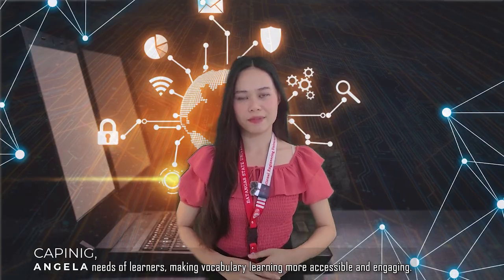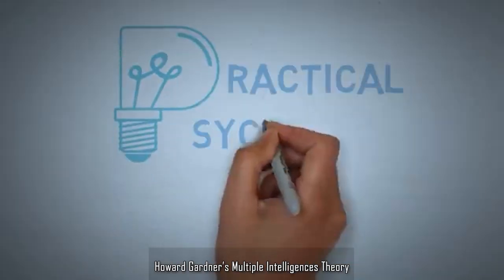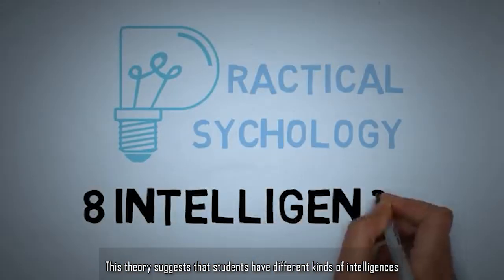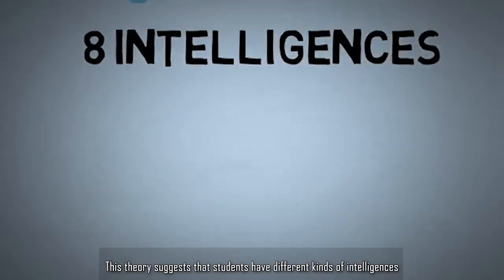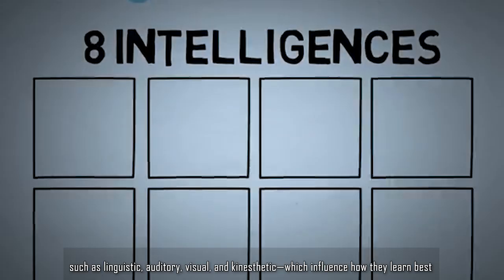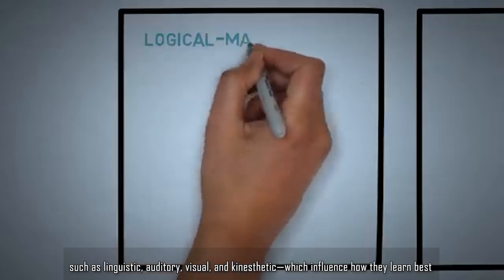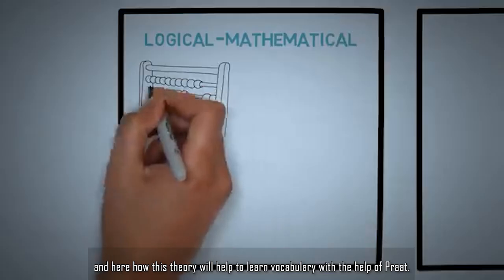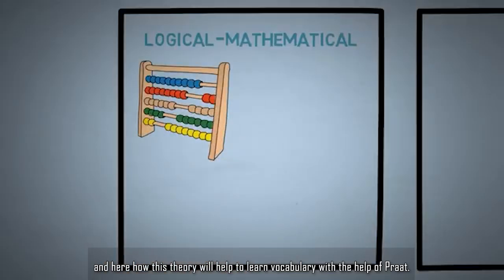and engaging. Howard Gardner's multiple intelligences theory. This theory suggests that students have different kinds of intelligences, such as linguistic, auditory, visual, and kinesthetic, which influence how they learn best, and here is how this theory will help to learn vocabulary with the help of Praat.